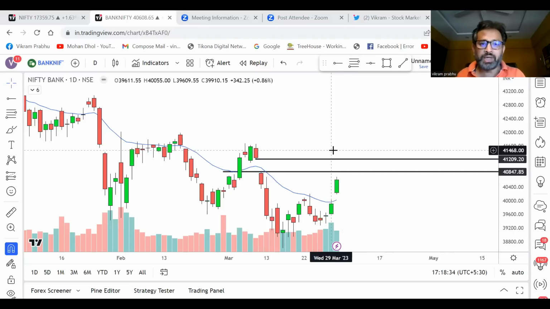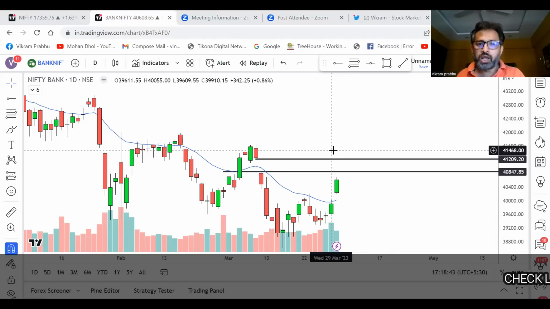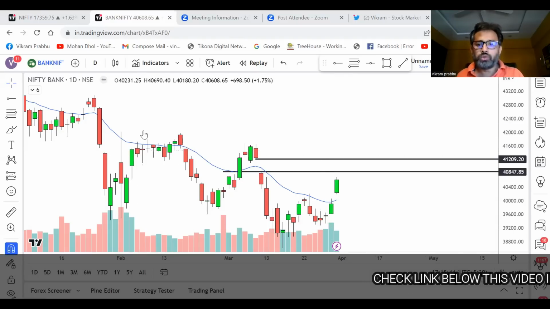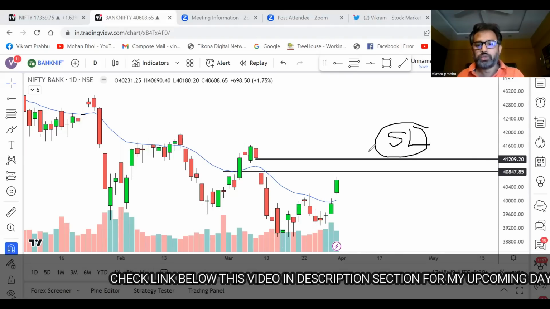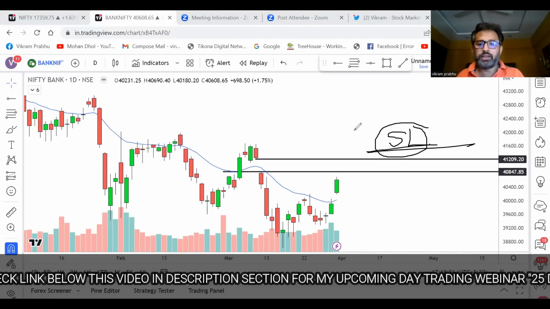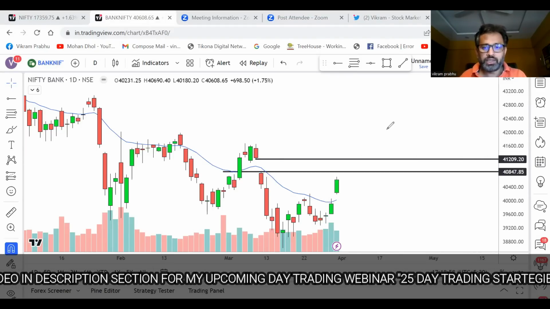But a disclaimer, as I keep saying: in trading, nothing is 100%. Any swing high, supply zone, gap border, nothing is 100%. All are probabilities. So don't forget to keep your stop loss when you are taking the trade. Stop loss is mandatory because nothing is 100% in trading.